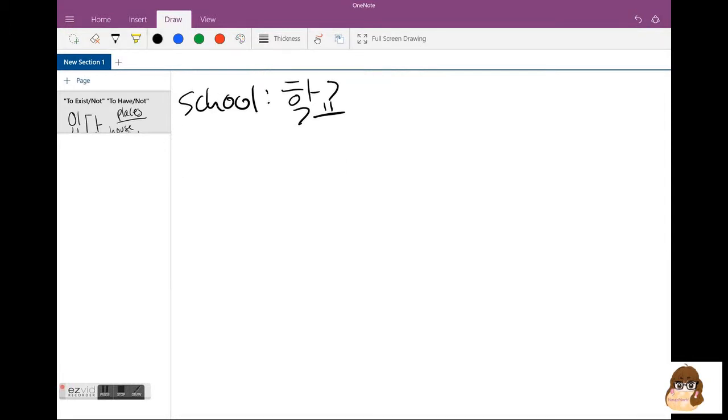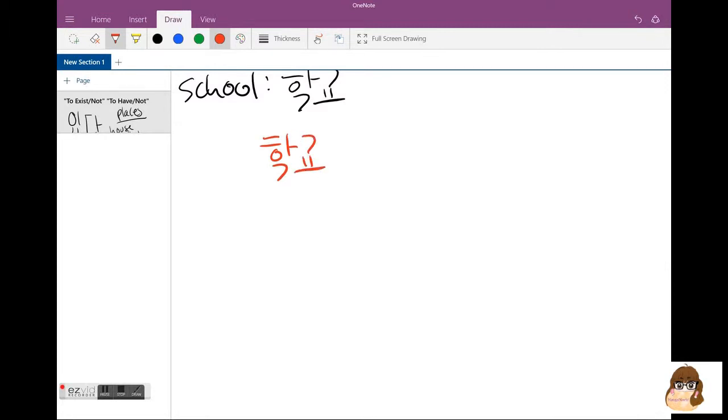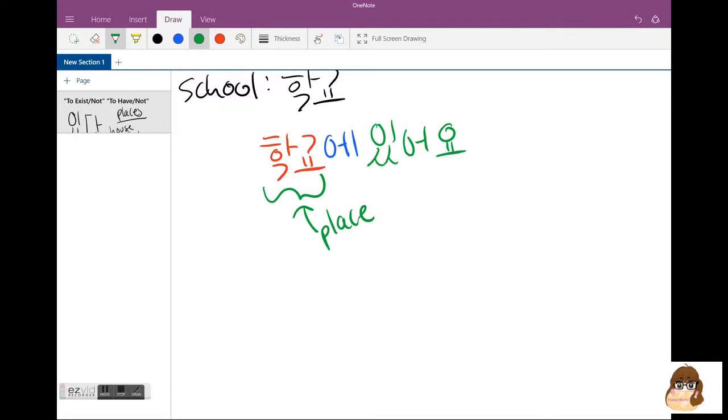So we just do the same thing. Subject, which is school, 학교, and then the connector, 에, and then 있어요. So you basically replace this with any place you're at. So if you wanted to say instead you're at a party, you say 파티. I think that's how you say party. It's similar to party. Yeah. Party, and then 에 있어요.